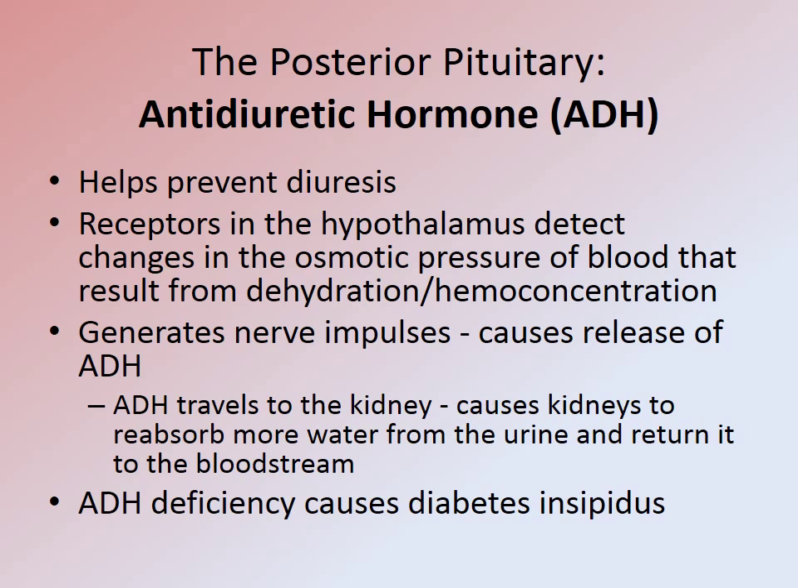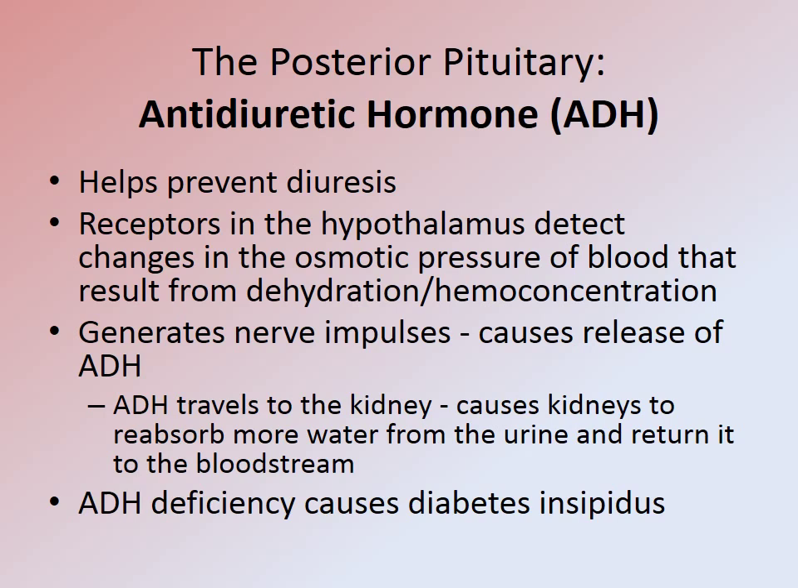So the antidiuretic hormone that's produced from the hypothalamus and stored in the posterior pituitary gland helps prevent diuresis. Receptors in the hypothalamus detect changes in the osmotic pressure of blood that results from dehydration and hemoconcentration, and it generates a nerve impulse, causing the release of the ADH that's being stored in the pituitary gland. So the ADH will travel to the kidneys and cause the kidneys to resorb more water from the urine and return it back to the bloodstream because we're dehydrated.